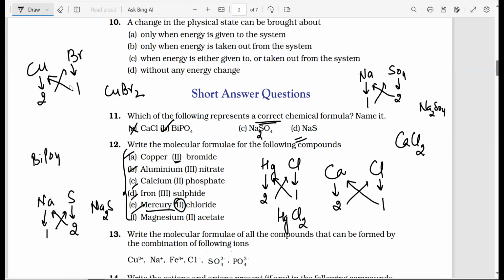Not CaPO4. Exchange their valencies too. You are not exchanging its valency. Sir, nitrate is N-3. NO3 is nitrate. It has valency -1. Sir, Ca4P. Not Ca4P.